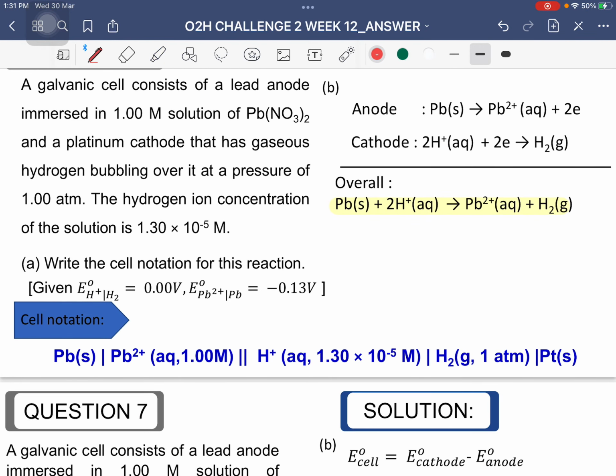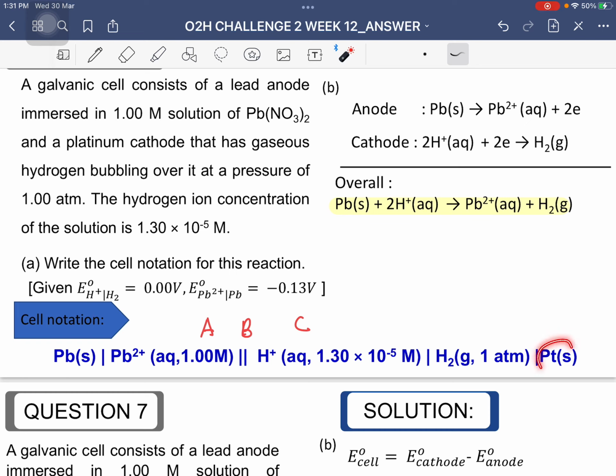Okay, so cell notation is anode, bridge, and cathode. The anode is Pb solid to Pb2+. Pb2+ is aqueous, 1 molar concentration given, whereas at the cathode is the H+ aqueous, concentration given, receiving electrons to be hydrogen gas at 1 atm pressure. And at the cathode, we are using the platinum electrode.